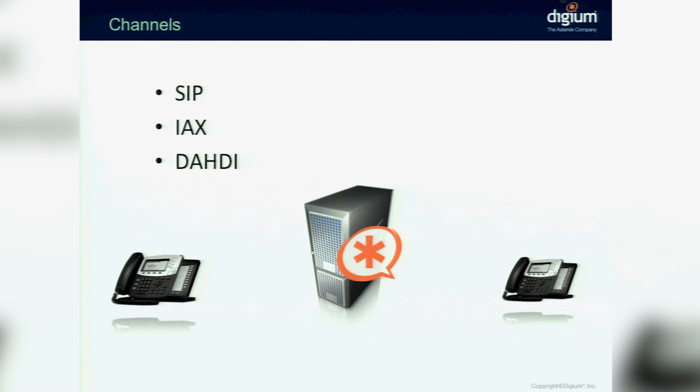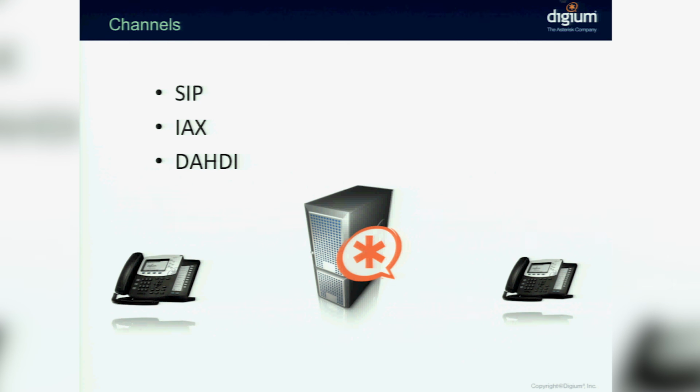Multiple concurrent calls, multiple concurrent channels between two servers. Which is why the Digium phones, by the way, do not use IAX, right? Digium phones use SIP, because SIP is made for endpoints. IAX is meant for two different Asterisk servers to communicate or to send several concurrent calls. And then we have DAHDI, the Digium Asterisk Hardware Device Interface. Again, those are the kernel drivers for the Digium cards. Okay, so all three of these correspond to a type of channel within Asterisk.